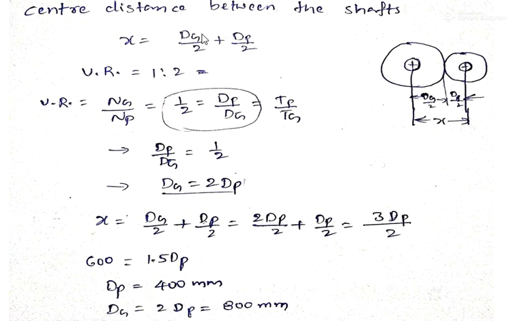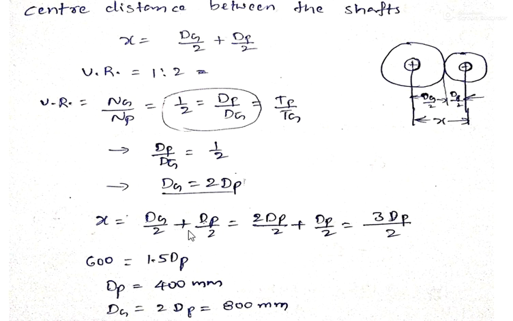And here dg we will express in terms of dP. How? The velocity ratio is given as 1:2, that means 1 by 2, that is Ng by Np, the rpm of the gear by the rpm of the pinion. From the velocity ratio formula, Ng by Np is the reverse of the diameter ratio, that is dP by dg, and it is also equal to Tp by Tg for the gear drive. So from this, dP by dg is 1 by 2, which means dg is 2 times dP. So here we replace dg by dP.